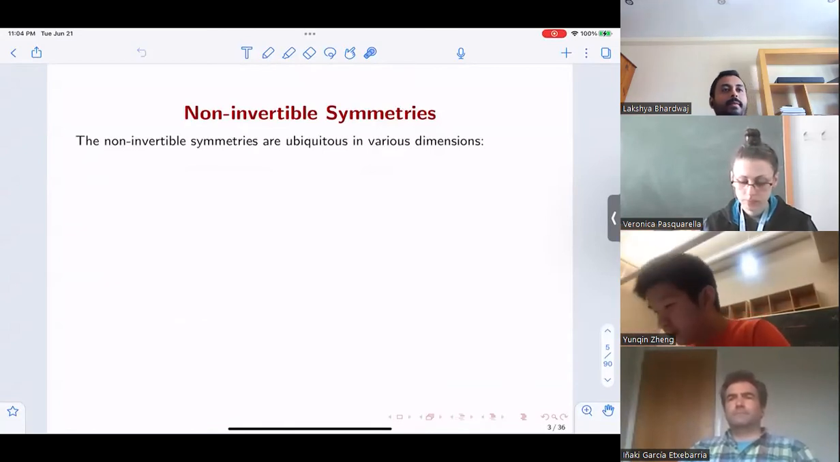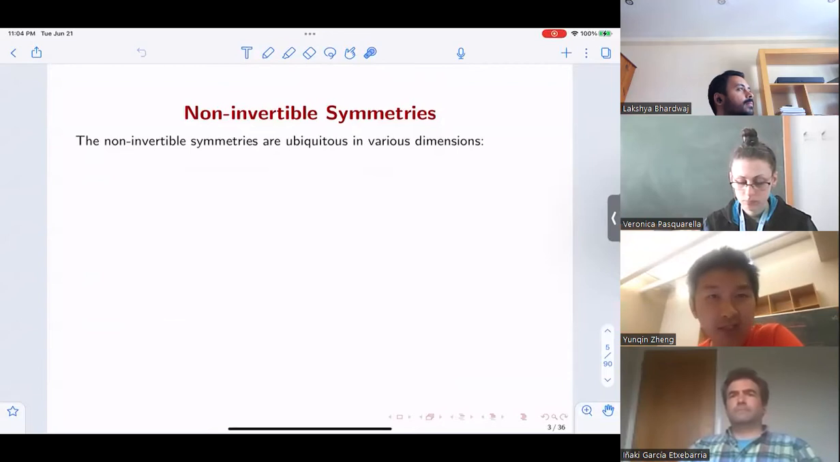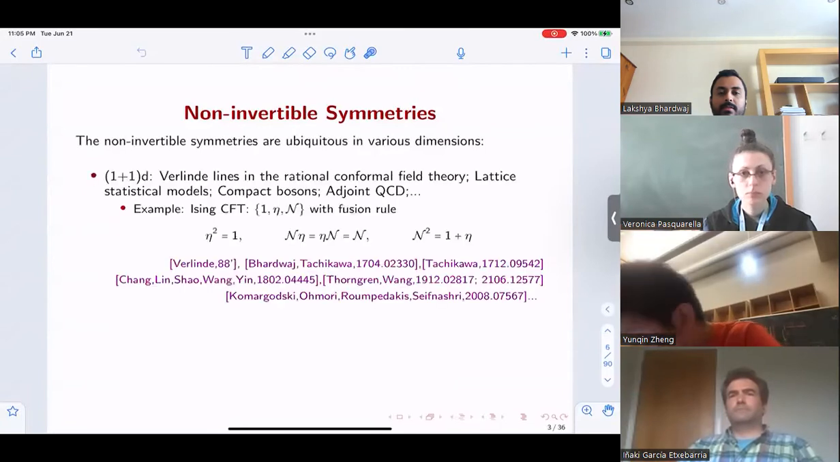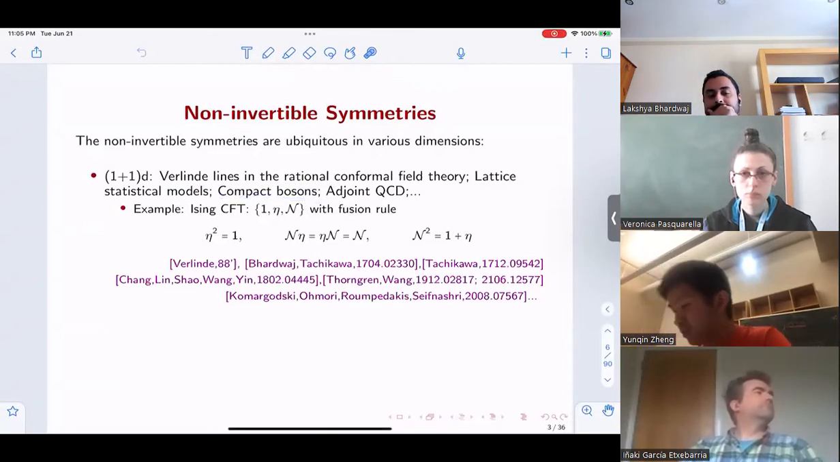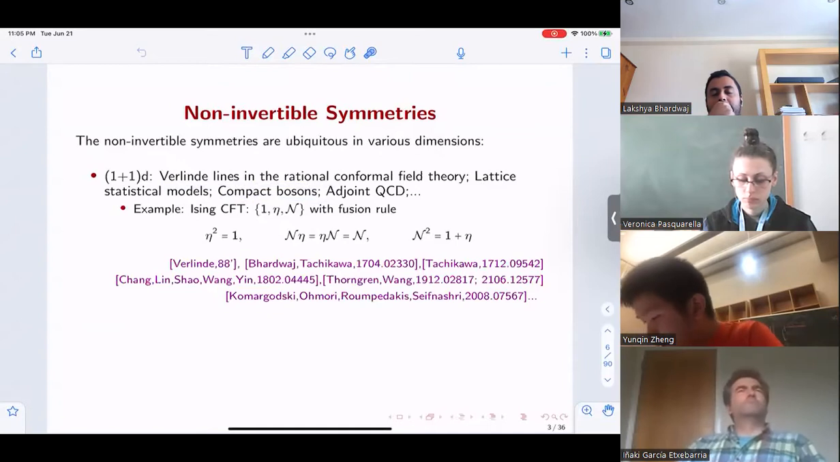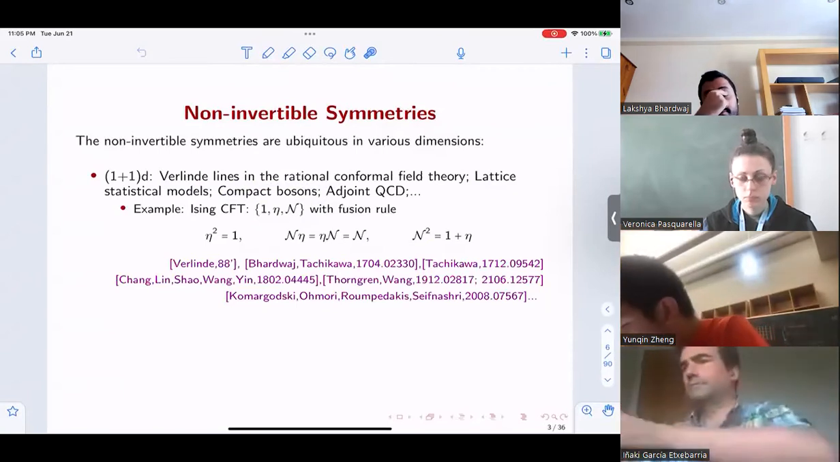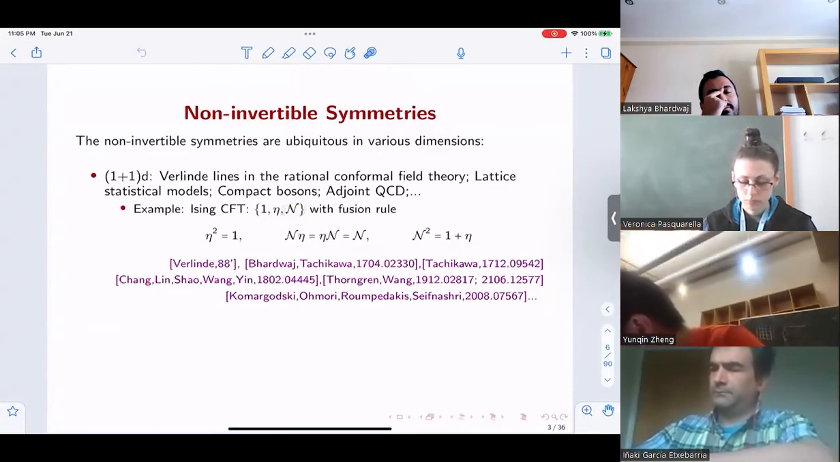So in recent years, people have found that non-invertible symmetry has appeared in many familiar quantum field theories in various dimensions. In 1+1D, it's well known that these non-invertible symmetries can appear as the Verlinde lines in rational conformal field theory. It can also appear in various statistical lattice models, also in compact bosons and adjoint QCD and many other models. For example, I guess the simplest example is the Ising fusion category, where there are three objects, 1, eta, and N, and they satisfy this fusion rule. From the fusion rule, it's obvious that this operator N, which implements the Kramers-Wannier duality, is non-invertible.